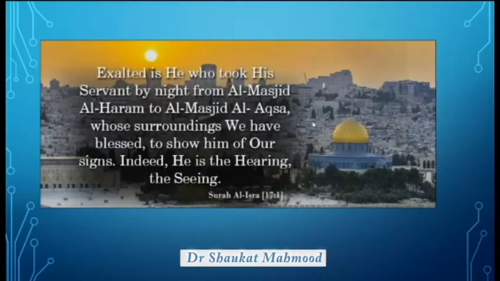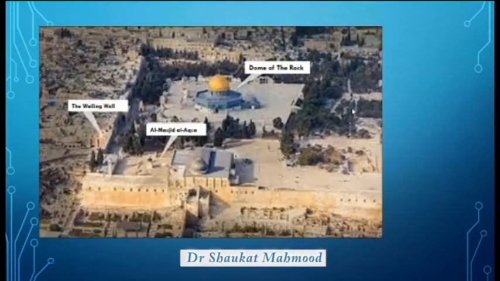So coming to the Bait al-Maqdis, or the Masjid al-Aqsa: "Exalted is He who took His servant by night from al-Masjid al-Haram to al-Masjid al-Aqsa, whose surroundings We have blessed, to show him of Our signs. Indeed, He is the Hearing, the Seeing." So this is a passage from Surah al-Isra. And then the most important elements at that platform: the Dome of the Rock. This seems a little repetition, but I have to point it out. This is the Dome of the Rock, the Masjid al-Aqsa, and the Wailing Wall.